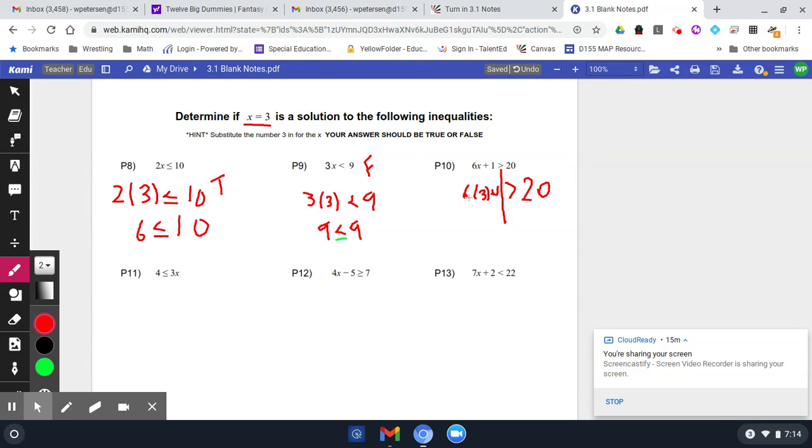So 6 times 3, 6, 12, 18 plus 1 is 19. Is 19 greater than 20? No, that is false. So we put a big false there. False. All right. So you guys have the rest of this to do on your own.